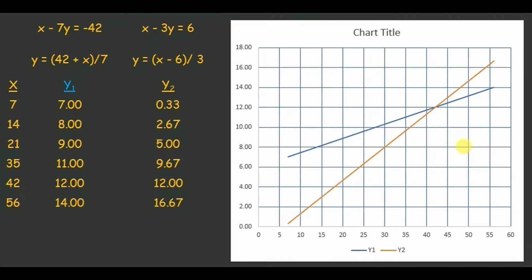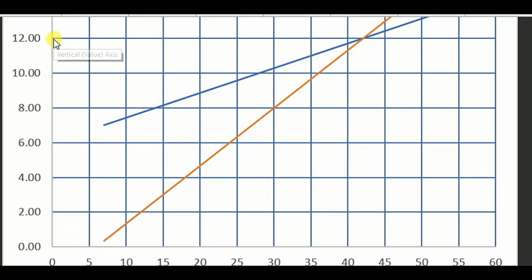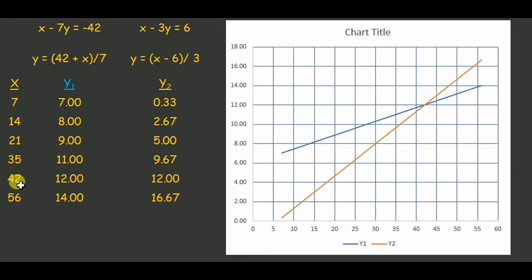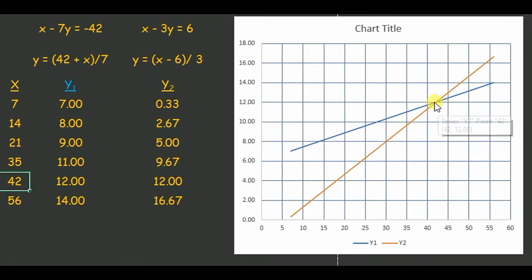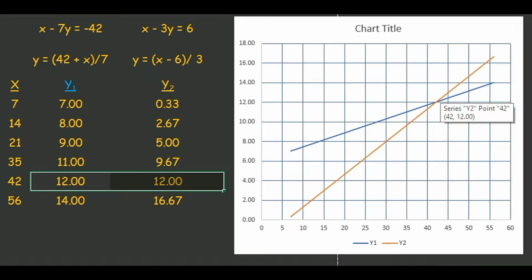Now you can see the place where y1 and y2 intersect: x is 42 and y is 12. When x is 42, y is 12. So this coordinate of x and y will give me the present age of Aftab and his daughter. Aftab's age would be 42 and her daughter's age would be 12.